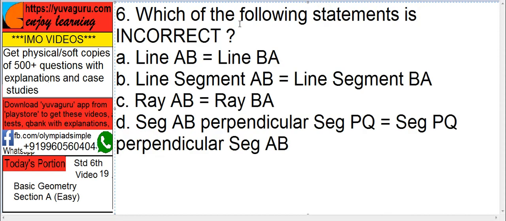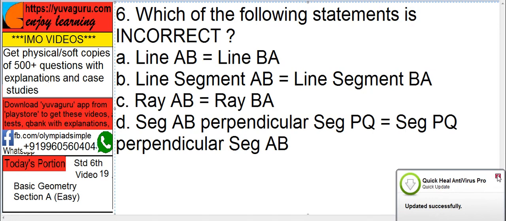Which of the following statements are incorrect? Line AB equals line BA. Line segment AB equals line segment BA. You can also call it segment AB equals segment BA. Ray AB equals ray BA. Segment AB perpendicular to segment PQ equals segment PQ perpendicular to segment AB.